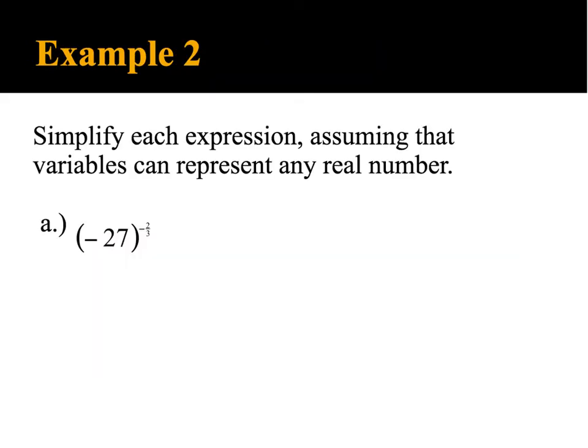So here's our first example. We're going to simplify this expression. We're going to assume the variables represent any real number. First off, we notice that there's a negative exponent. We understand now that negative exponents mean the reciprocal. So I want the reciprocal of negative 27, but now this exponent that was negative becomes positive, so now it's 2/3. Now here's where I need to think about what I just wrote on the last slide.